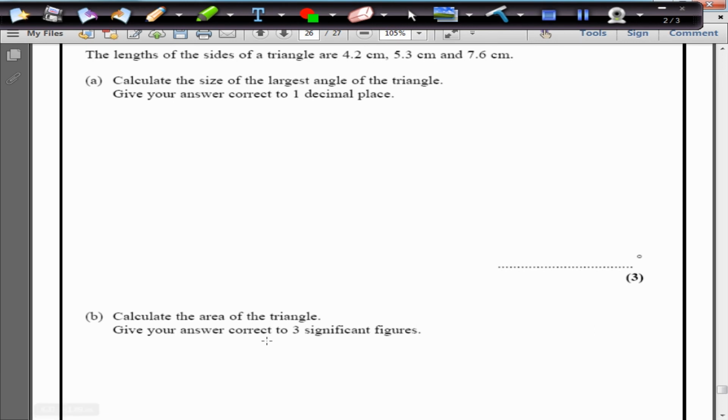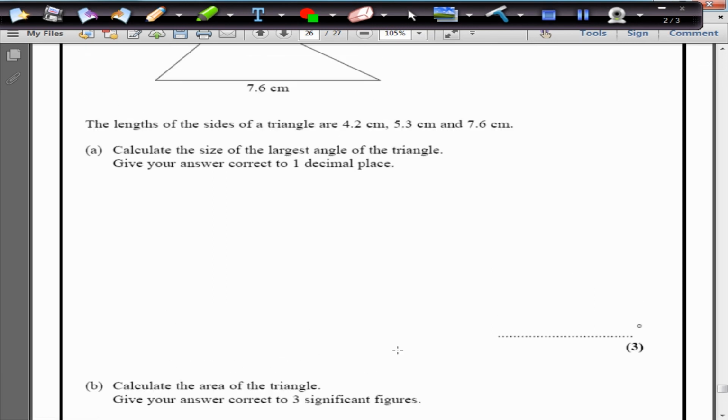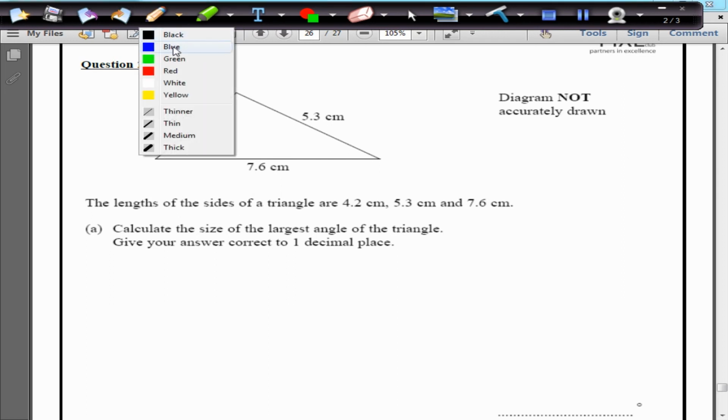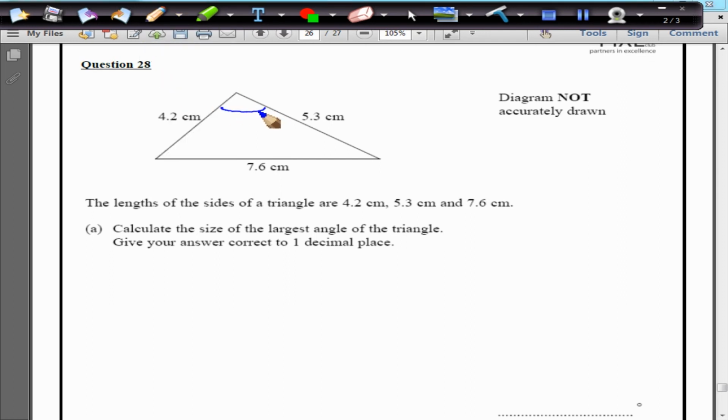Question B was: calculate the area of the triangle. Give your answer to 3 significant figures. Let's start back over here. So what was this angle again? Give me the original answer. 105.677, yeah, 677 will do for the moment.